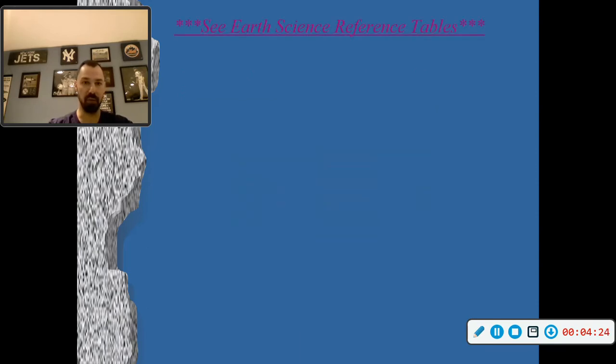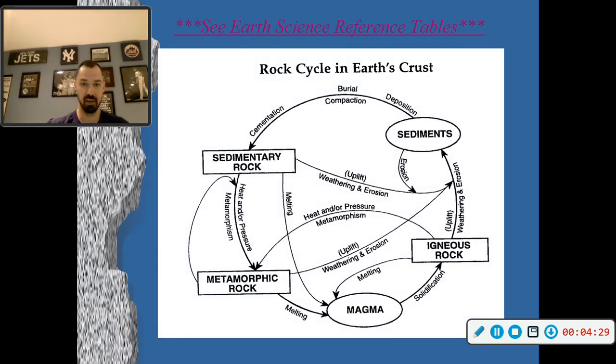All right, and the reference table, this is where you have to use this on the Regents. The way it works, the arrows represent the processes. The squares are the rock types: sedimentary, metamorphic, igneous. The circles or ovals are in-between steps, because remember that igneous rocks have to be magma or lava first, and sedimentary rocks have to be sediments first. So let's go through some examples.